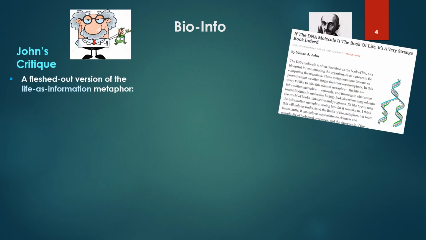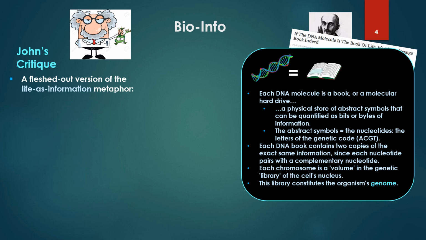A fleshed out version of the life as information metaphor as John describes it. Each DNA molecule is a book or molecular hard drive, a physical store of abstract symbols that can be quantified as bits or bytes of information. The abstract symbols are the nucleotides. The letters are the genetic code. Each DNA book contains 2 copies of the same exact information, since each nucleotide pairs with a complementary nucleotide. Each chromosome is a volume in the genetic library of the cell's nucleus. This library constitutes the organism's genome, so a library of genetic information.